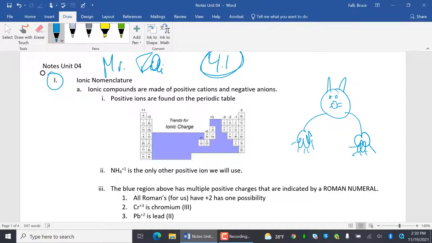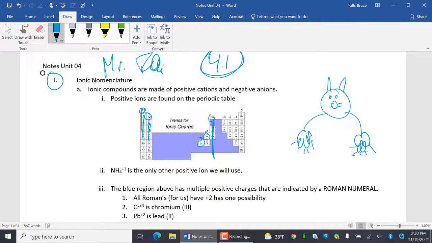Positive ions are found on the periodic table. So plus one, plus two, plus three, in these spots right here. NH4 positive is the only other positive ion we will use. You should know from the periodic table that these guys are positive three, these guys are positive two, these guys are positive one. And then on our sheet, I told you zinc is plus two and silver is plus one. And that's pretty much it.